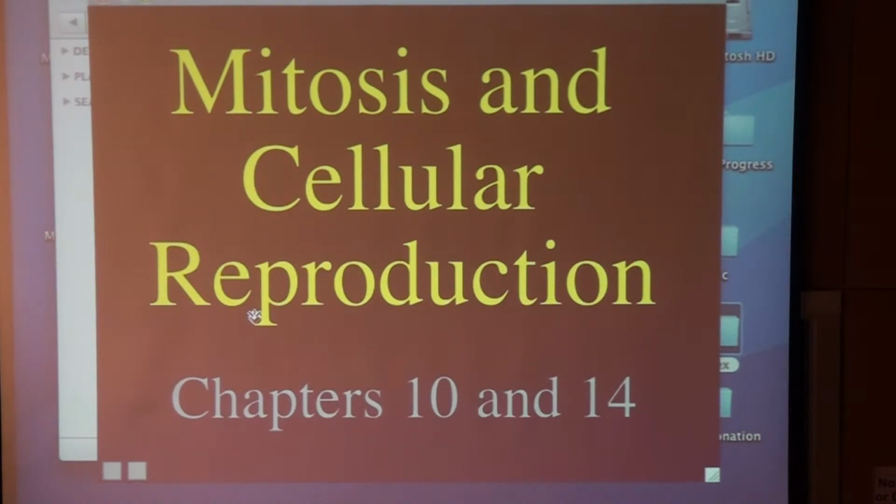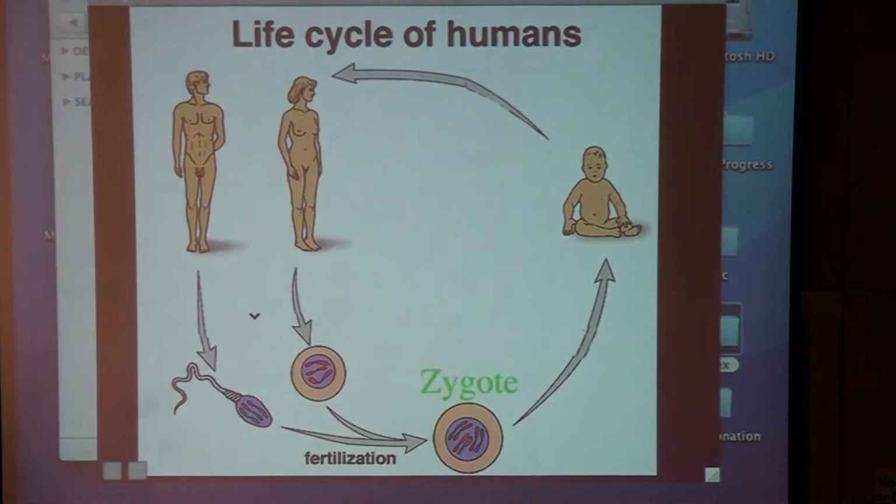Mitosis is basically about cellular reproduction, how cells reproduce and how cells make more cells, so to speak. So recall that at the moment of conception, at the moment of fertilization, we all start off life as this single cell called the zygote, which comes from the egg and the sperm fusing together. So the zygote is a diploid cell. It has two sets of 23 chromosomes, so 46 chromosomes.